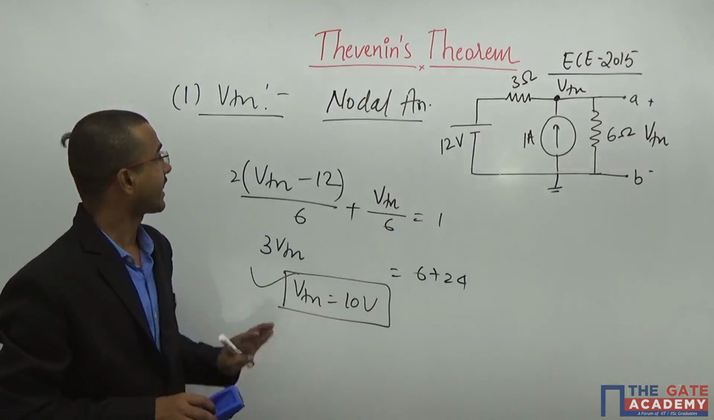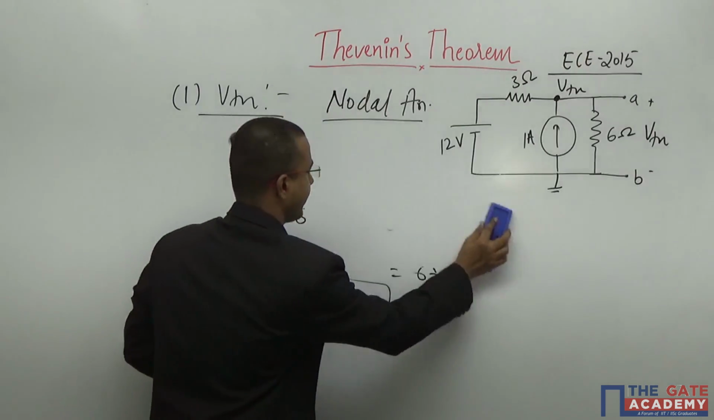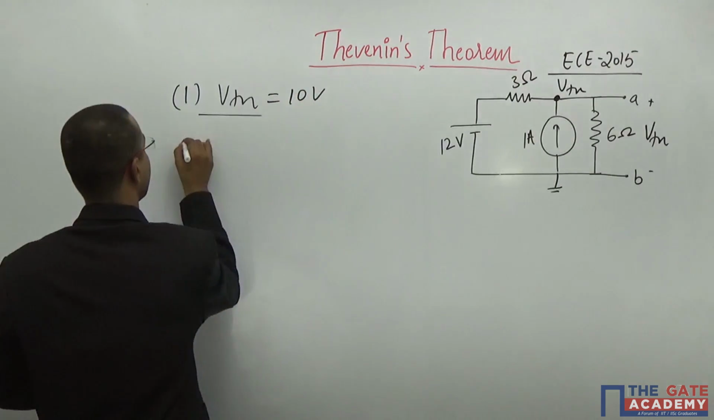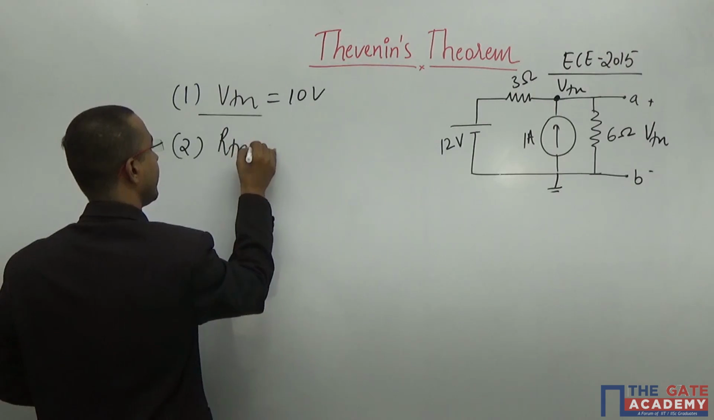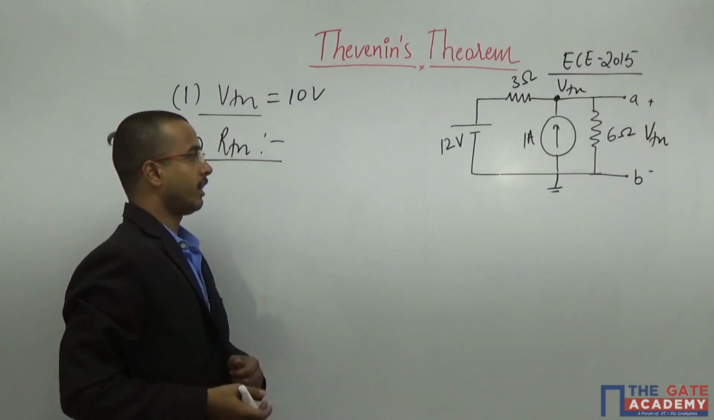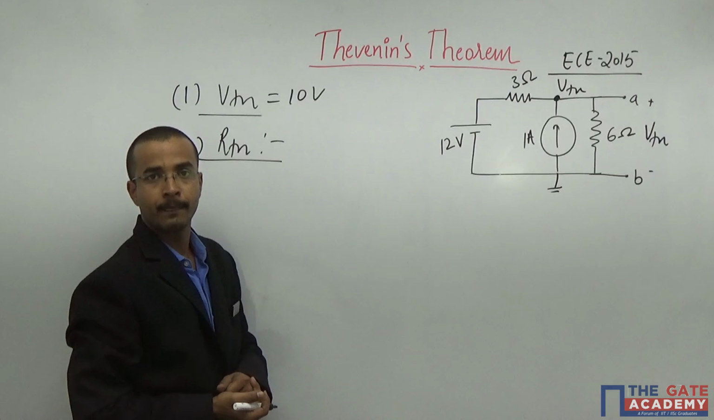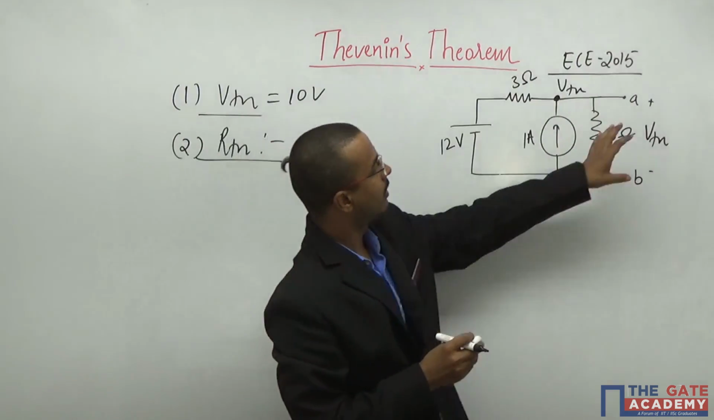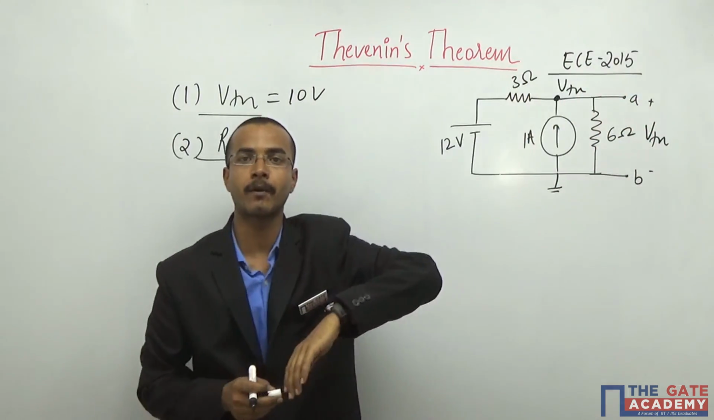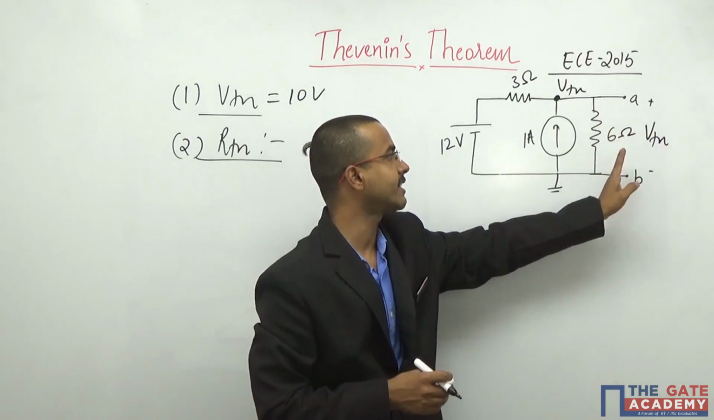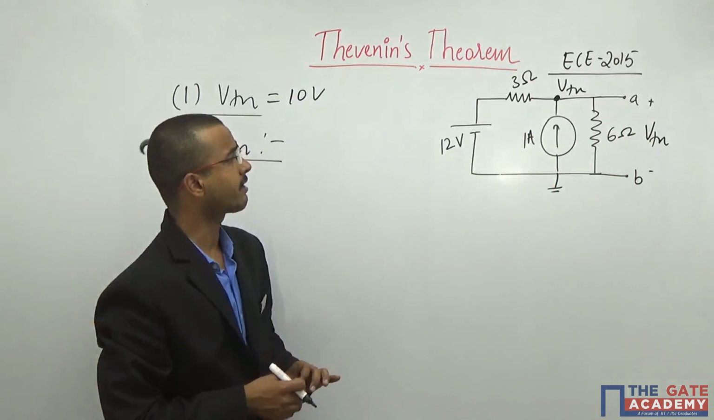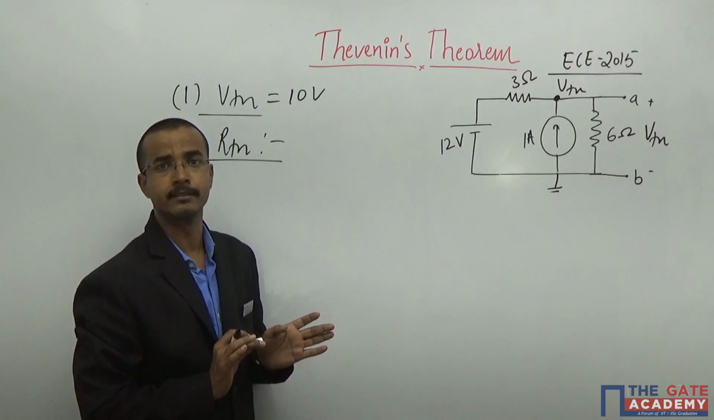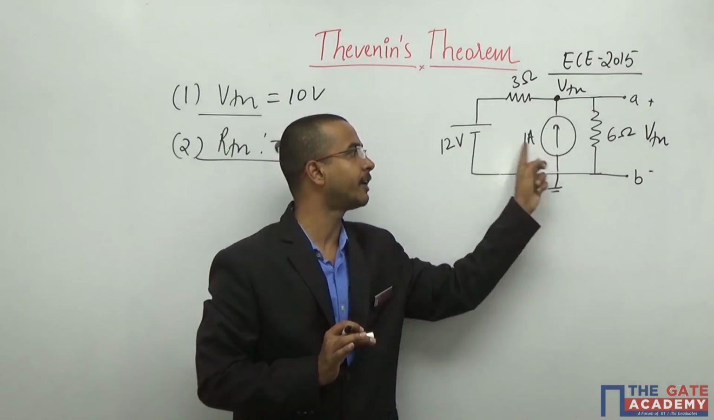Now, my second part of this will be RTH calculation. What is the procedure to calculate the RTH? Remove the load and get the open circuit, which they will provide you in the exam, or if they are not providing, you have to remove the load. But in this case, they have already provided. The second procedure is replace all the independent sources by their internal impedances. And here all the sources are of the independent variety only.